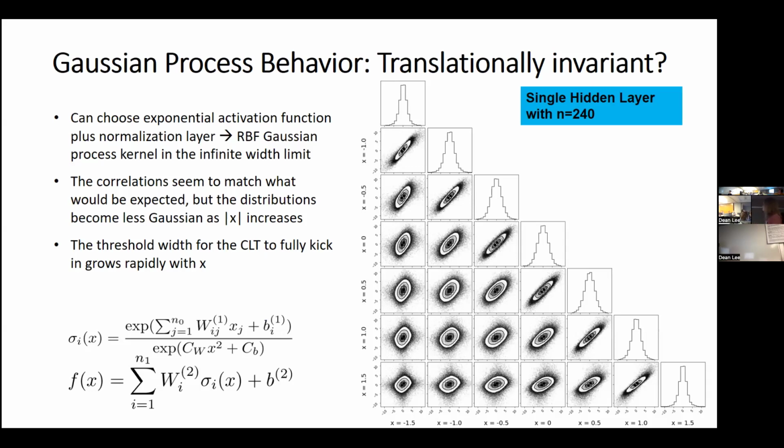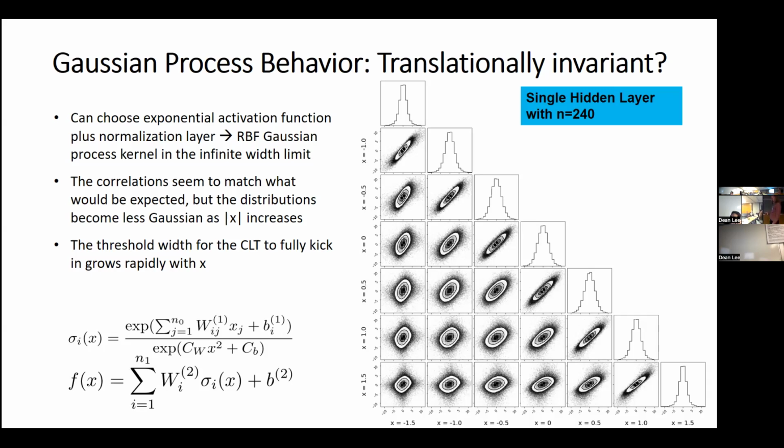The idea is choosing an activation function that can give you something that looks like an RBF Gaussian process kernel in the infinite width limit. And this is something that I've been working on with Dick very recently. But the idea is that as we move away from X equals 0, these distributions, which are initially Gaussian, start to get more like student T-like, they become more non-Gaussian. And so the thing that actually ends up happening is that the threshold for central limit theorem to kick in starts to grow very, very rapidly with X for this given activation function that gives this kind of RBF-like plot.